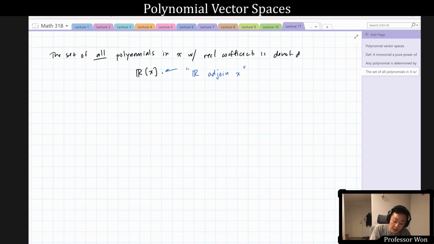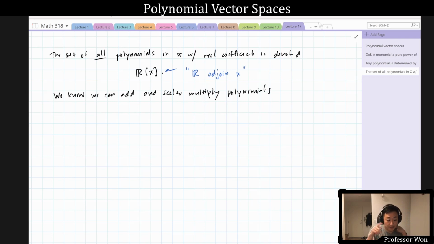Okay, so we know that we can add and scalar multiply polynomials, just the way you've always done it. You add polynomials term by term, and you scalar multiply by scaling every single coefficient. And these two operations have nice properties. So this R adjoin x forms a vector space. There's also a zero polynomial.